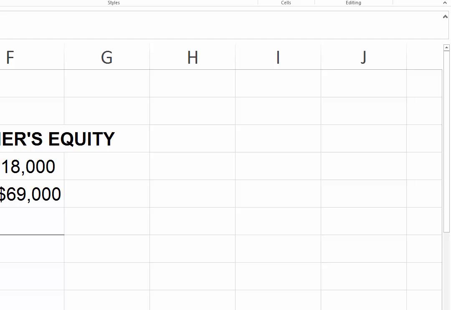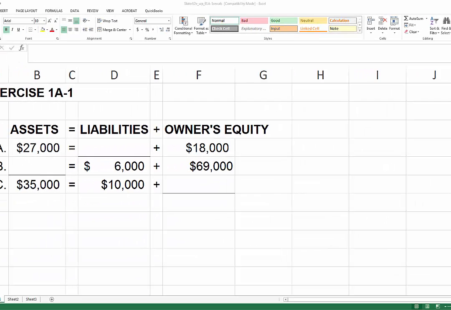Most businesses also owe money to someone, and that is called a liability. That is just money we owe to someone else. Owner's equity is whatever is left over. The basic accounting equation is assets equals liabilities plus owner's equity. We must keep this equation in balance at all times. At all times. There is never an exception to this equation being out of balance.